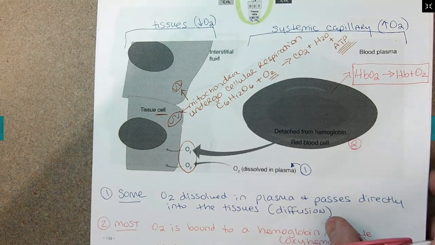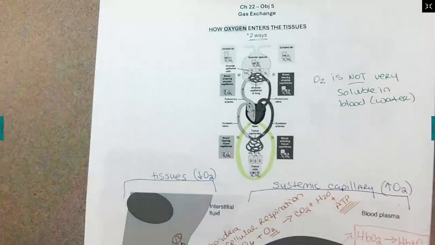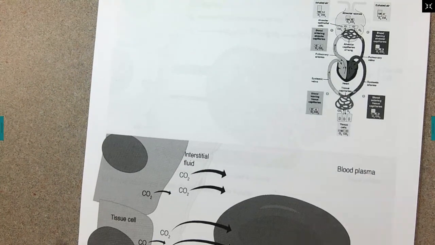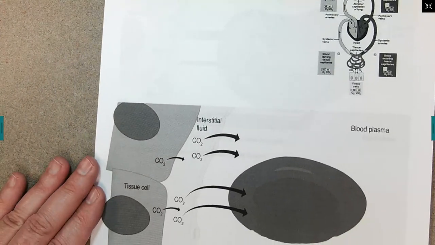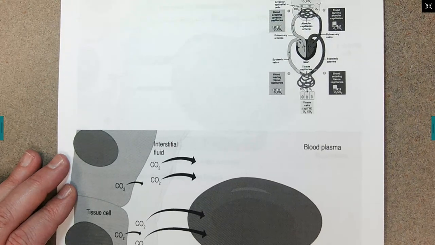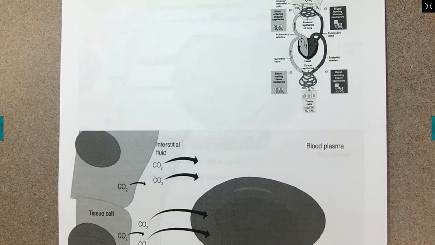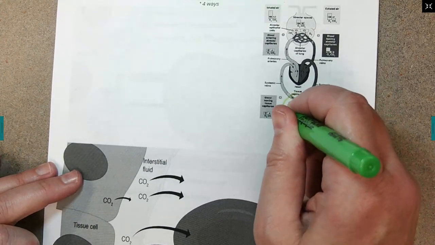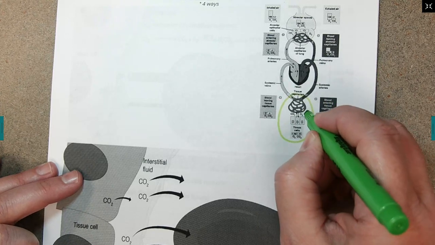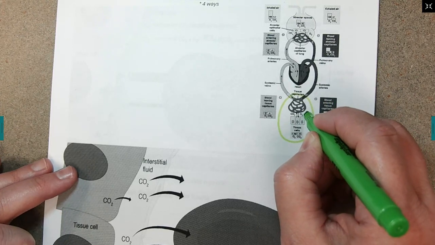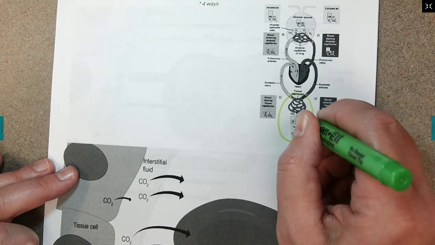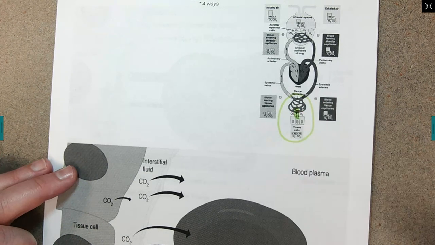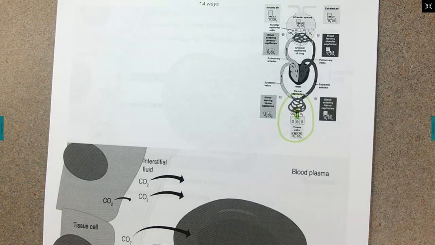Now, let's take a look at our next page, and I'll upload these as well. Let's take a look at our next page here and see how we get carbon dioxide entering the blood. Just to show you where we are, we're right here. We talked about this piece where oxygen gets into the tissues. Now we're going to talk about this piece right here, how carbon dioxide enters into the blood.